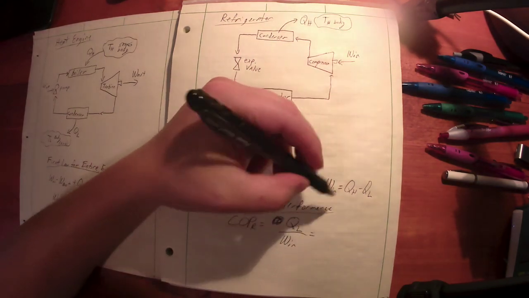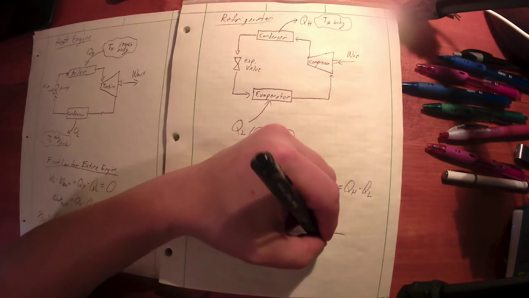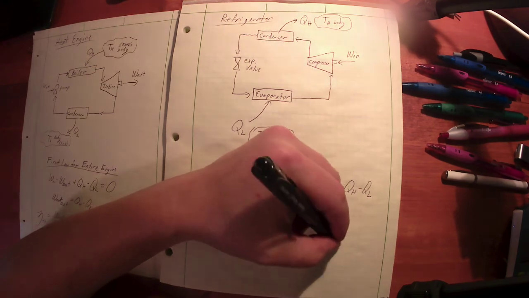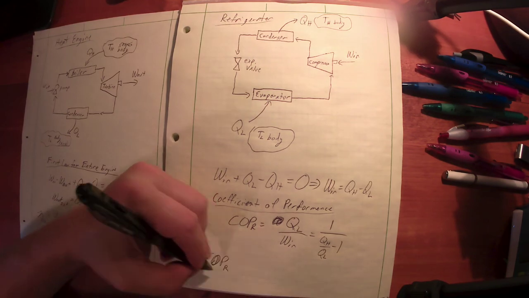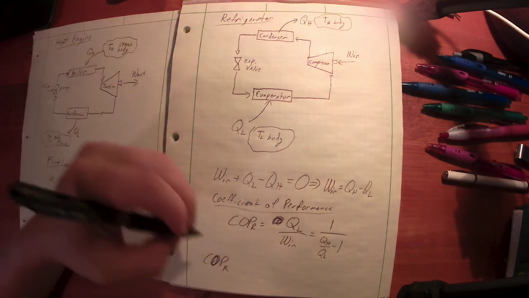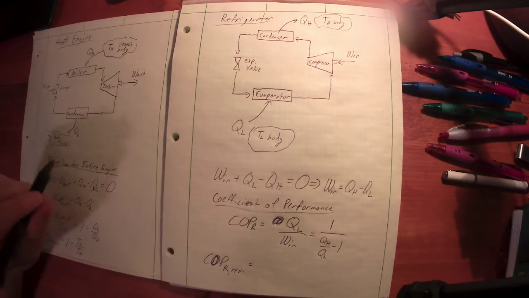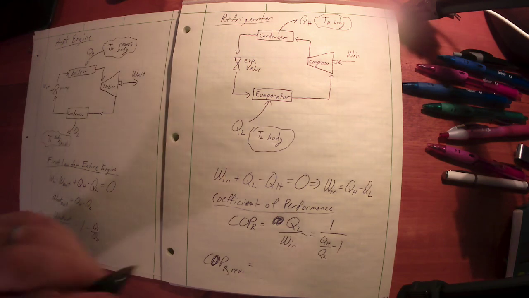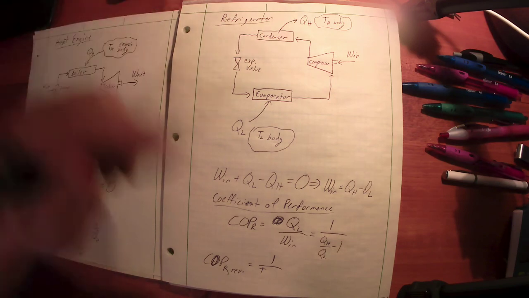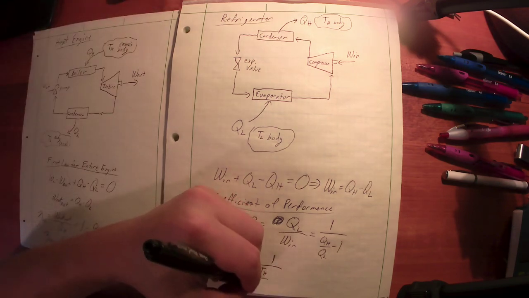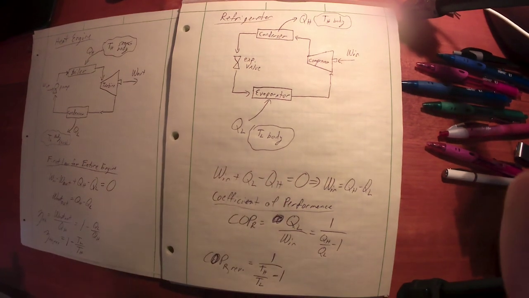And as we've discussed before, if I plug this in there, this simplifies down to 1 over QH over QL minus 1. And again, the maximum performance for this refrigerator would be for a reversible refrigerator, Carnot refrigerator, or any other reversible cycle. And I can substitute in the ratio of temperatures, TH over TL, for QH over QL here, and that holds true. And I've got to stop there.